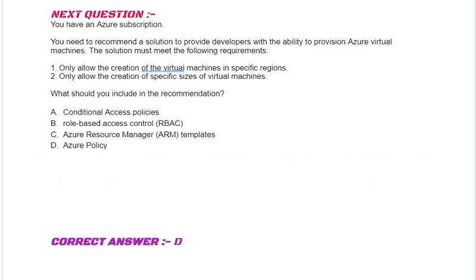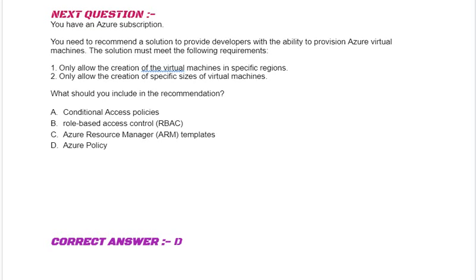Question is, you have an Azure subscription. You need to recommend a solution to provide developers with the ability to provision Azure virtual machines. The solution must meet the following requirements. First, only allow the creation of the virtual machines in specific regions. Second, only allow the creation of specific sizes of virtual machines. What should you include in the recommendation?